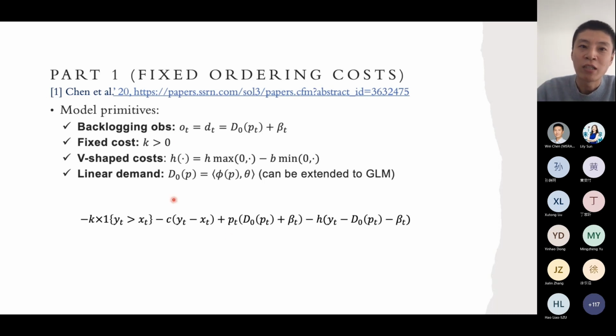So for our first part, recall that now it's a multi-stage problem because of the fixed ordering cost. But we have a backlogging observation without censored demand. So the H function is V-shaped, you see in this way. And we have a fixed cost, and we assume a linear demand. Before I said it's a generalized linear demand model, but for simplicity, let's just look at linear demand, and the GLM model would be an easy extension. And so this will be our immediate reward at each time step.